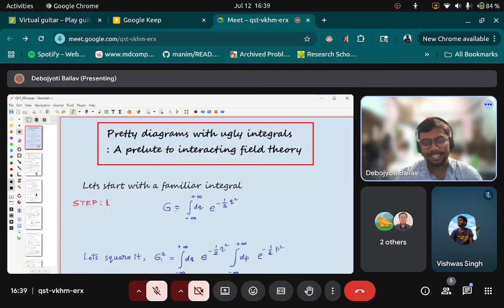I coined that same terminology here also. So it will be like a prelude to what is called an interacting field theory.